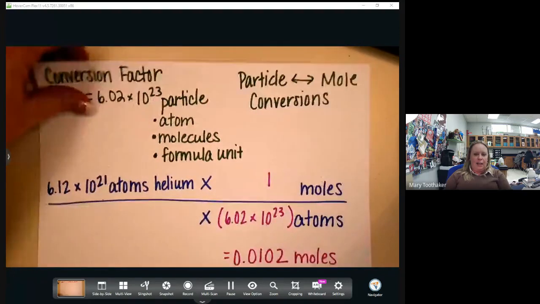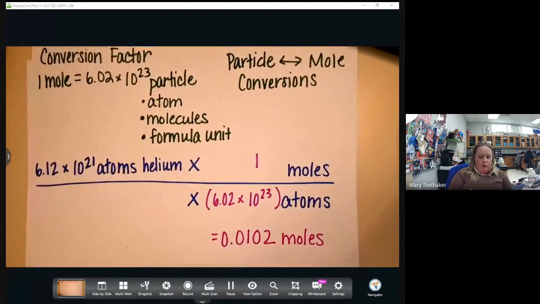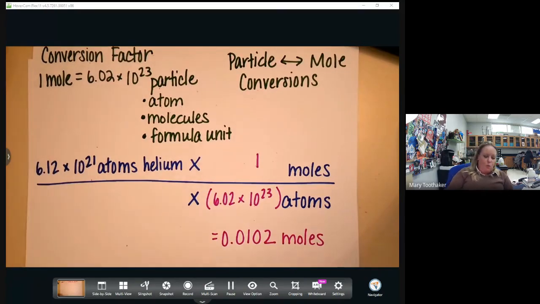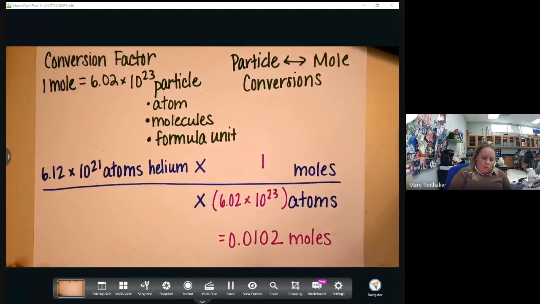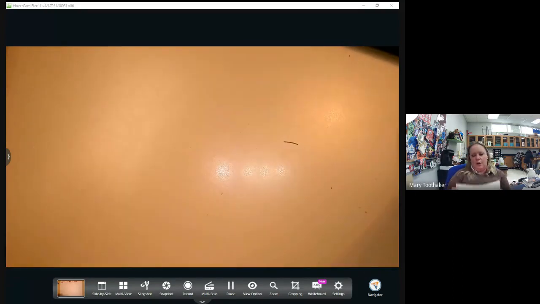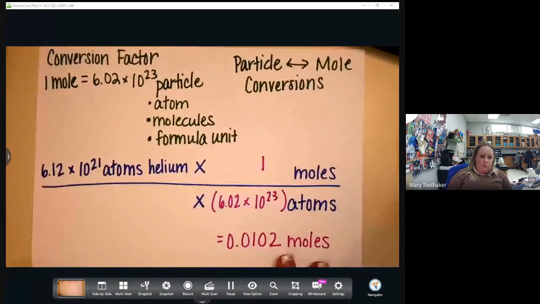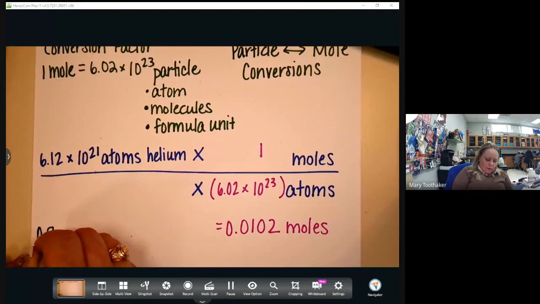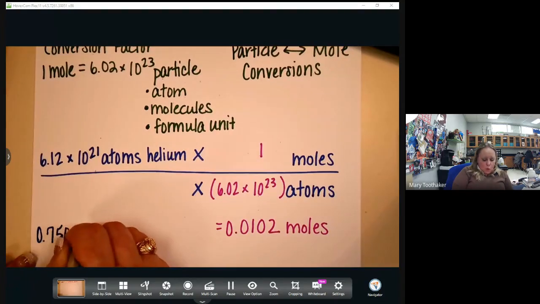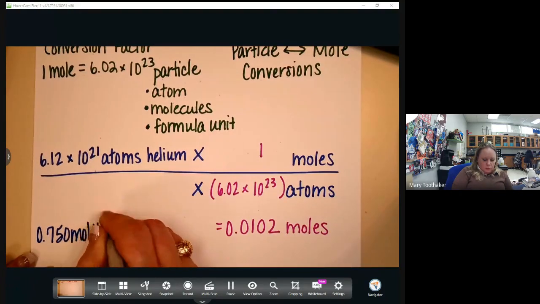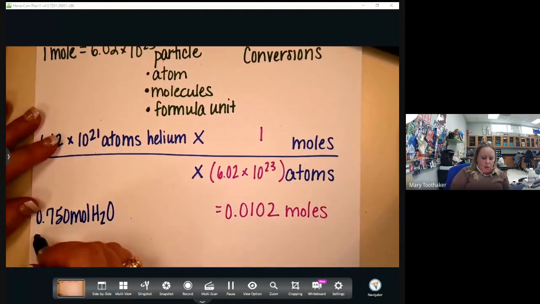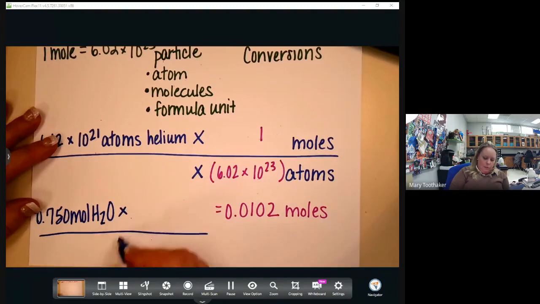Let's go back the other way using the same conversion factor. So let's say this one I started out with atoms. Now let's start out with moles. I have a sample of, quick, somebody give me a compound. H2O. H2O is a good compound. Let's say I have 0.750 moles of water. I want to know how many molecules of water are there. I am going to write my given, put up my box.